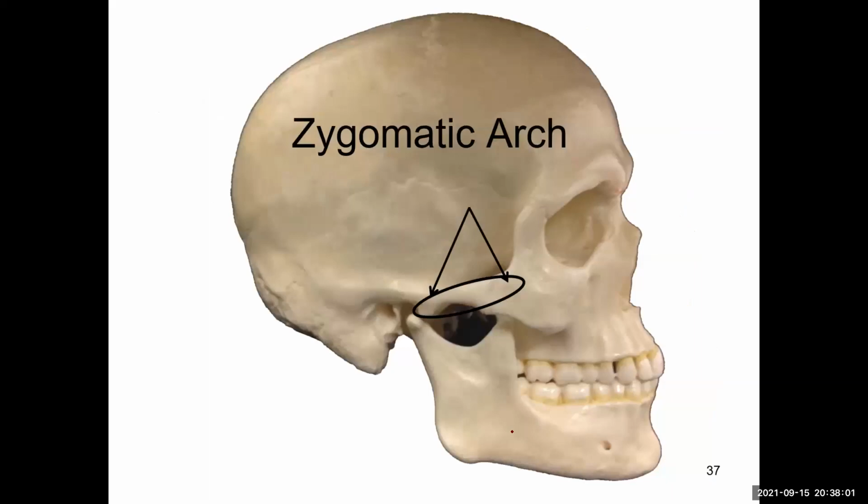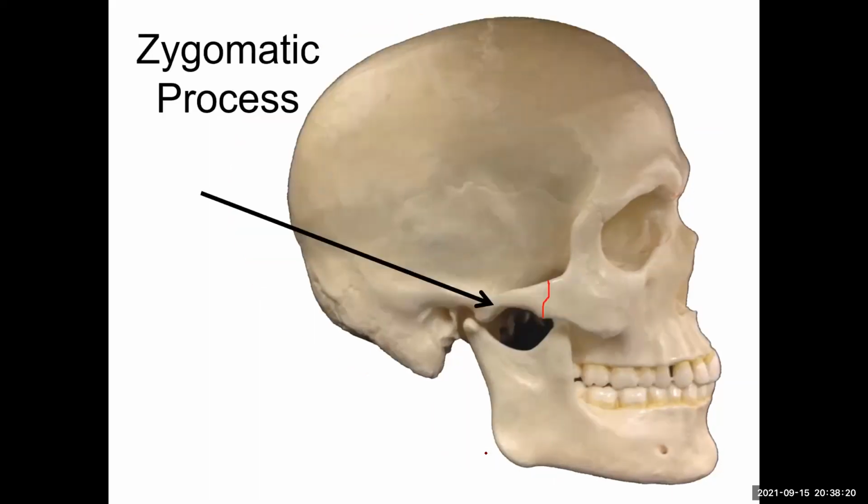The whole thing, that whole arch-like structure, is the zygomatic arch. So if you're taking the test and you see a circle like that, it wants the zygomatic arch as the answer, because it wants the entire name of the arch. But if you see an arrow just pointing to one part of the arch, then it wants you to name the process.